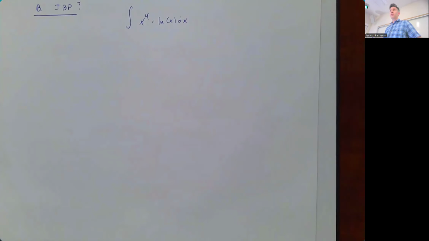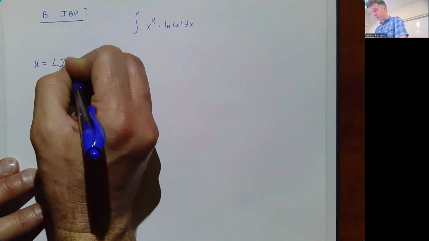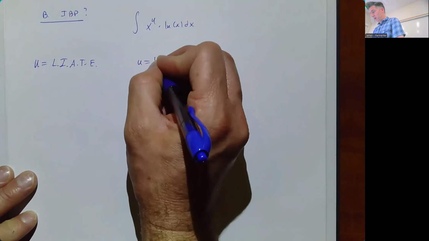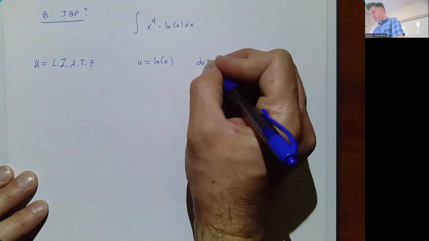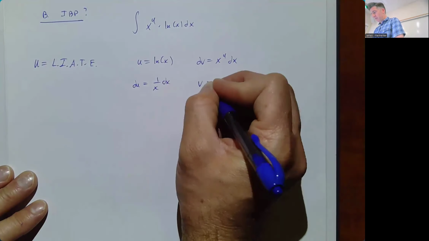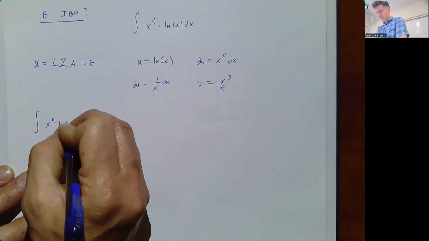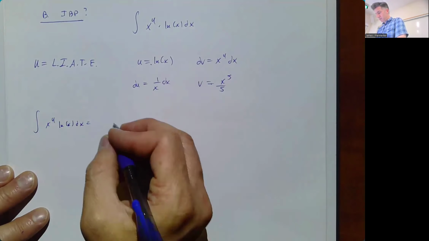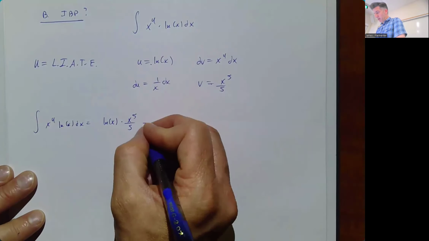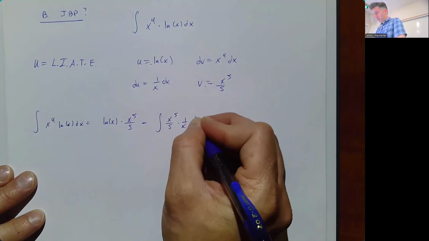So here, we're going to use the typical LIATE acronym to pick our u. So we're going to pick u equal to the natural log of x. dv gets to be the rest. And then du is 1 over x dx. v is x to the 5th over 5. And we rewrite our integral as u times v, natural log of x times x to the 5th over 5, minus the integral of v times du, so x to the 5th over 5 times 1 over x dx.